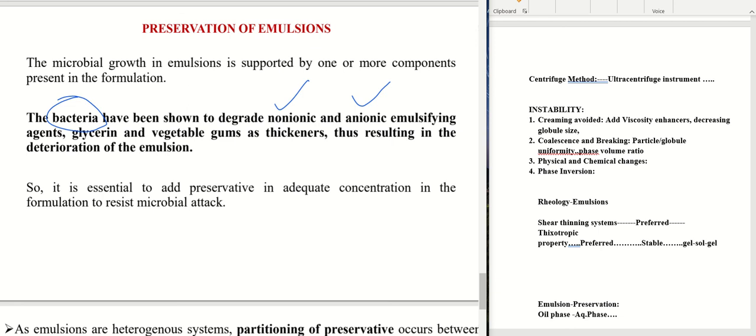So if our emulsion consists of this type of emulsifying agent, then we need to make sure that we add a preservative, or else the bacteria can easily degrade non-ionic and anionic types of emulsifying agents, like most of the natural gums, glycerins, and natural gums that include tragacanth. They are easily degradable by bacteria. So it is always necessary to include a preservative in an emulsion in an adequate concentration.